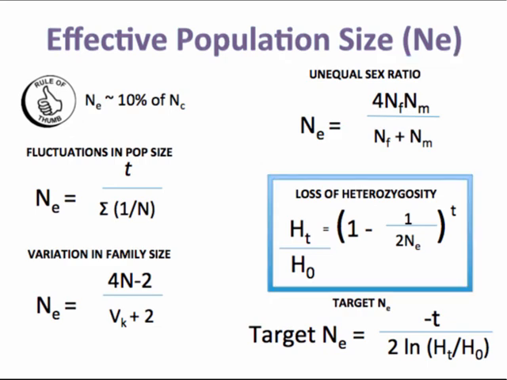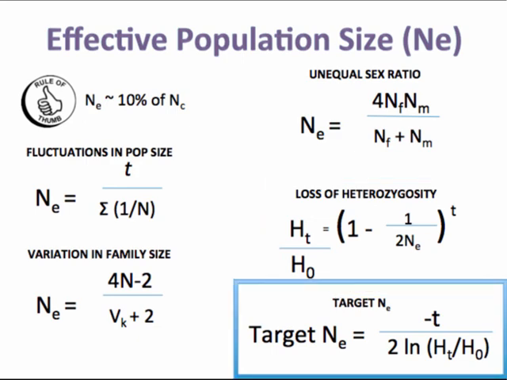This tells us about the loss of heterozygosity over time, given the effective population size. And this one talks about getting that target effective population size if we're looking at a loss of heterozygosity over time. All right, that's it.